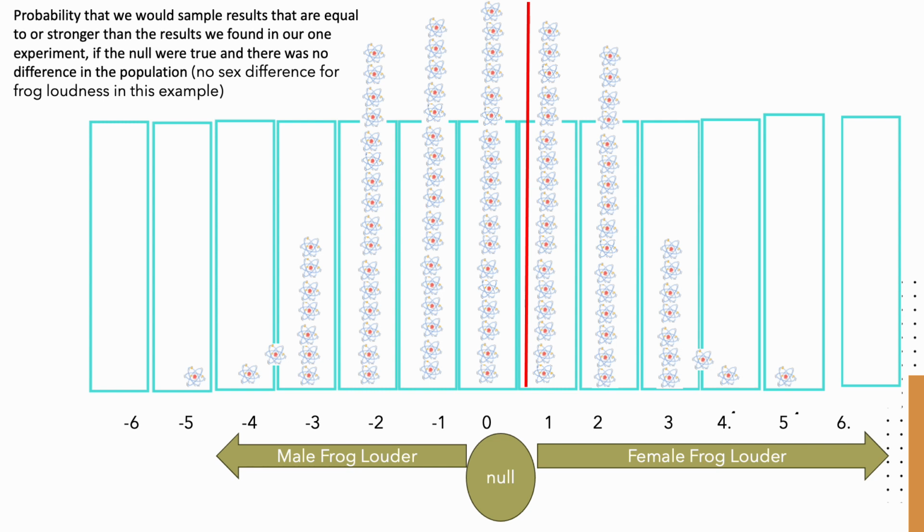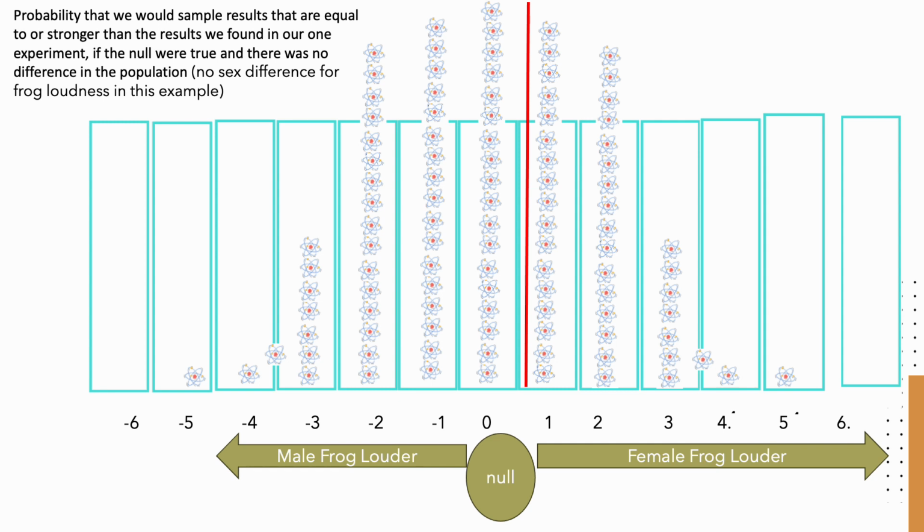Now, I'm going to state this slowly. The p-value in this example is the probability that we would sample results that are equal to or stronger than the results we found in our experiment if the null were true and there were no difference in the population. Try to write this down. The p-value on this slide is the probability that we would sample results that are equal to or stronger than the results we found in our experiment if the null were true and there were no difference in the population.